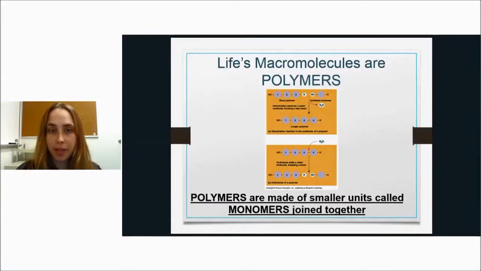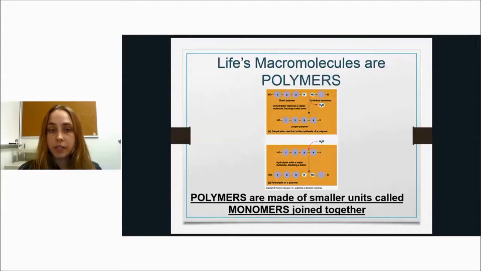It says life's macromolecules are polymers. Polymers are made of small units called monomers joined together. Remember that we've discussed that polymer means many units and monomer means 1 unit. So it makes sense that in order to get many units, you have to join together a lot of 1 unit. The top picture is dehydration synthesis. It says that in order to join 2 molecules together, you do it through dehydration synthesis. So you lose a water to make a bond.